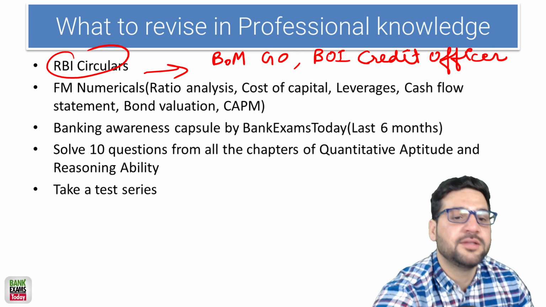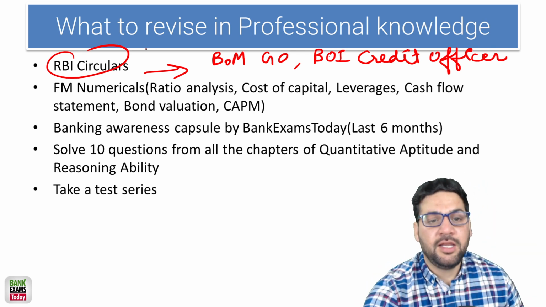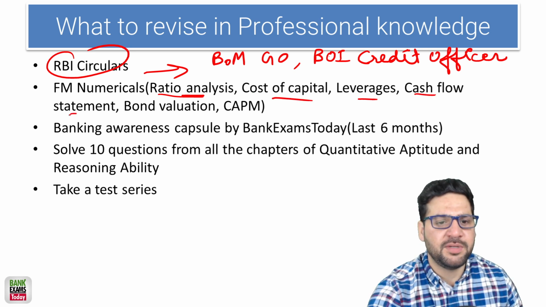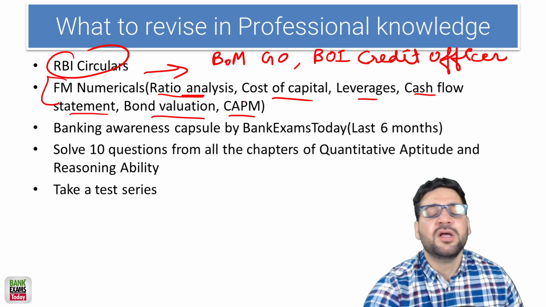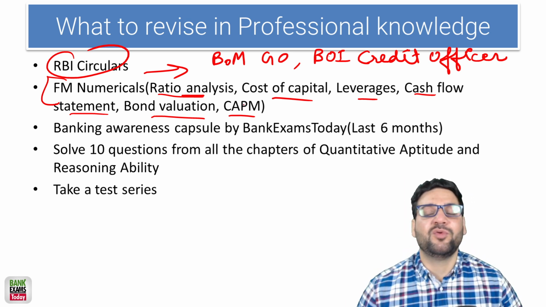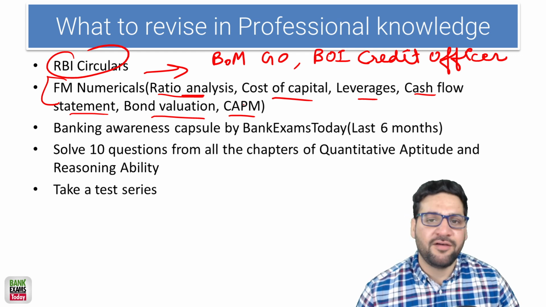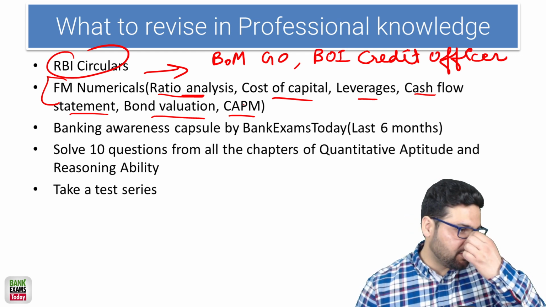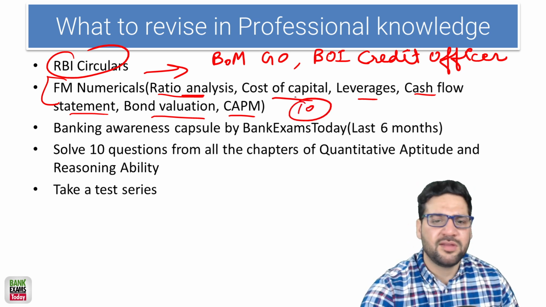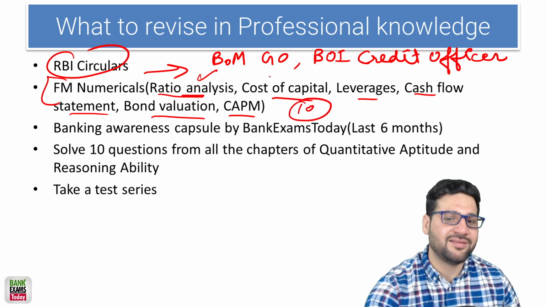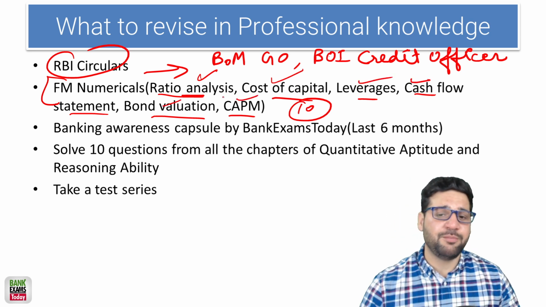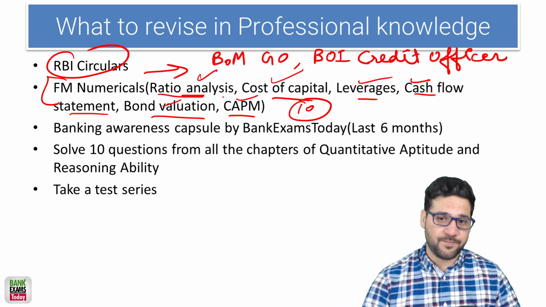So FM numericals, ratio analysis is there. Cost of capital, leverages, cash flow statement, bond valuation, CAPM. See, student, it depends. In some of the exams, what I have noticed in Vijaya Bank or even in Bank of India, there were like 10 to 12 questions from FM numericals only. 2 or 3 questions from ratio analysis, then cost of capital, leverages, cash flow statement, bond valuation, CAPM. These chapters are really, really important.